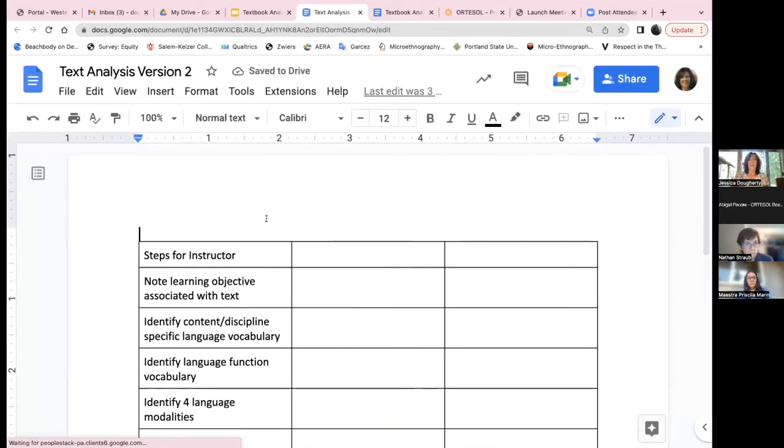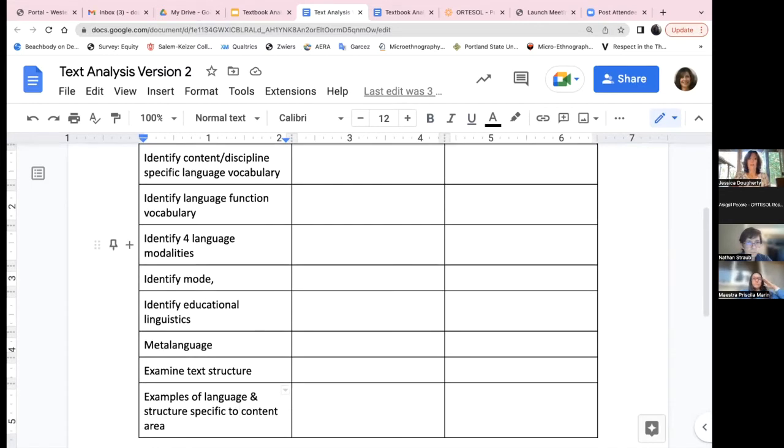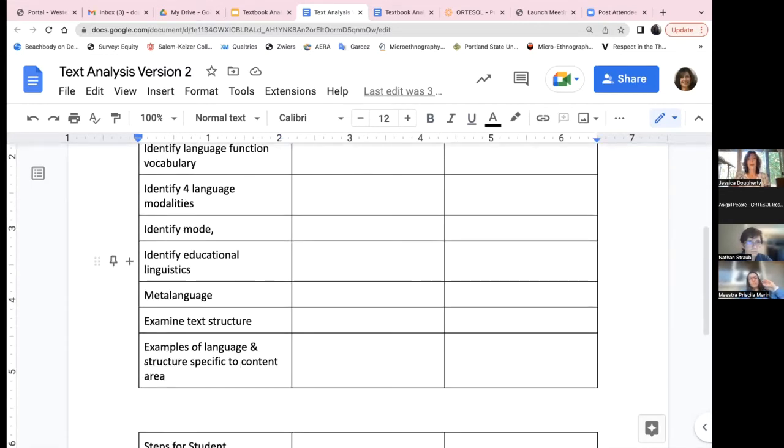The newer version that we're working on and tuning up looks at steps for the instructor or teacher. Again, when we take a look at this textbook, we note the learning objective, we identify content and discipline specific vocabulary. We look at the function of the language. Are we sequencing? Are we describing, comparing, contrasting? We're looking at the language modalities, the language mode, educational linguistics, meta-language, text structure, etc.